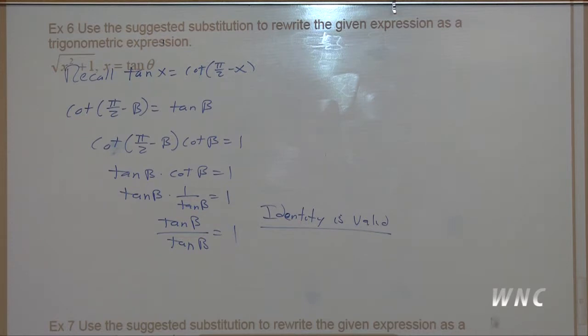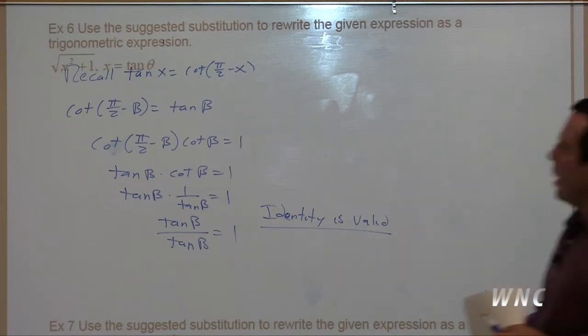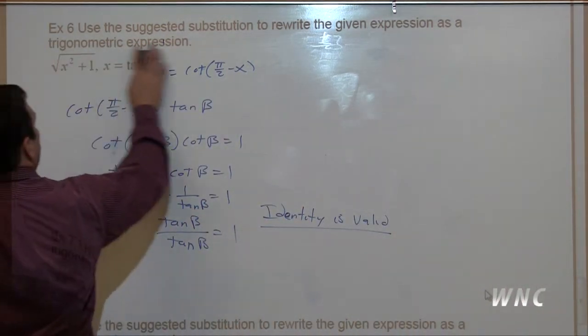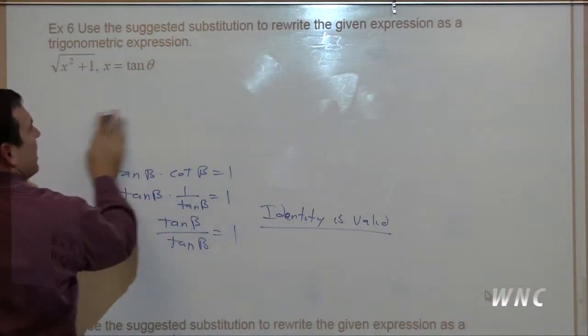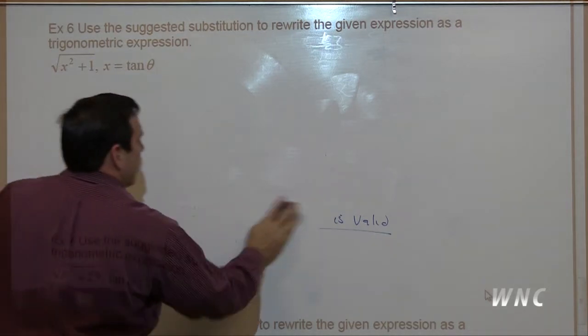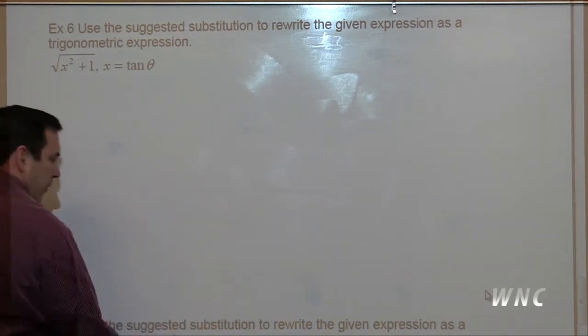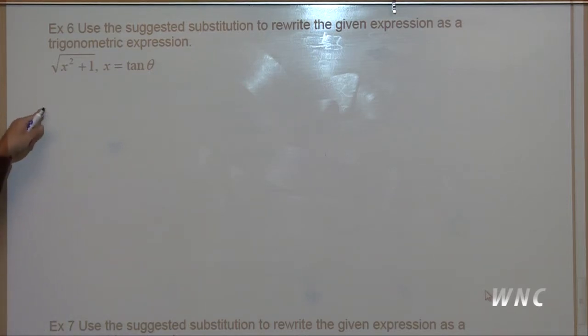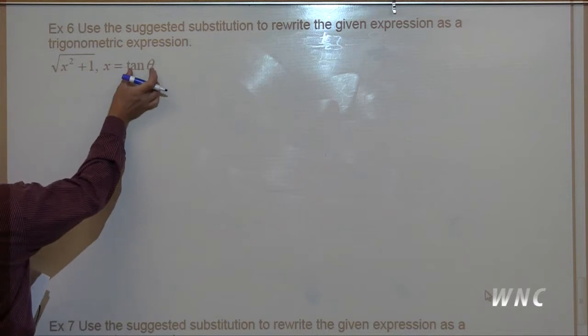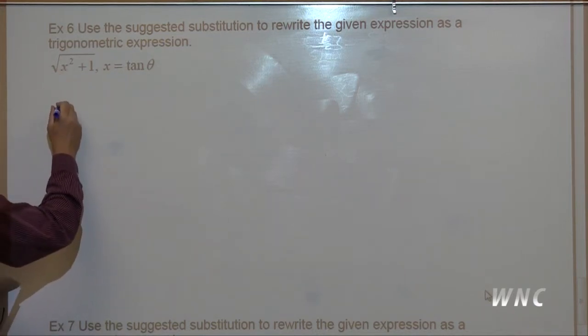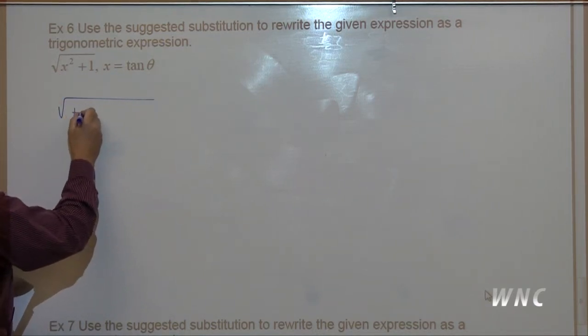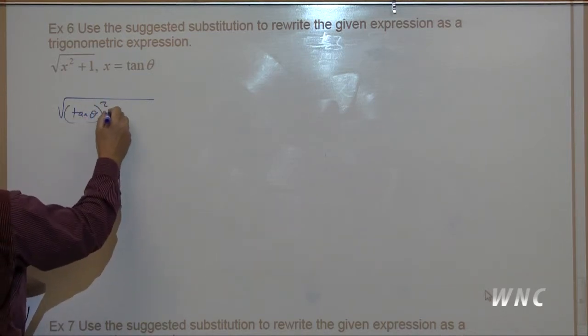I'll make that thing go away at the bottom of the screen, but that's okay. Okay, next example. Use the suggested substitution to rewrite the given expression as a trigonometric expression. And this is actually, if you're going to go into calculus, something you're going to be doing in Calc 2. It's one of the ways you deal with derivatives. So we have the square root of x squared plus 1, where x equals tangent theta. So we're going to put tangent theta in place of the x. So we'll have the square root of tangent theta squared plus 1.